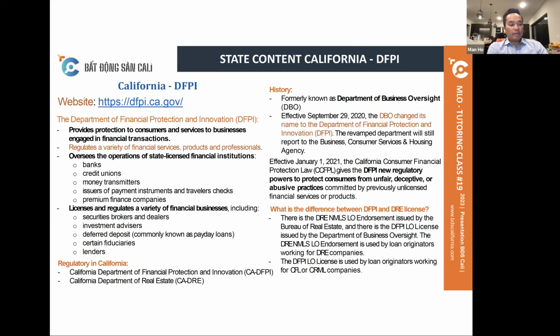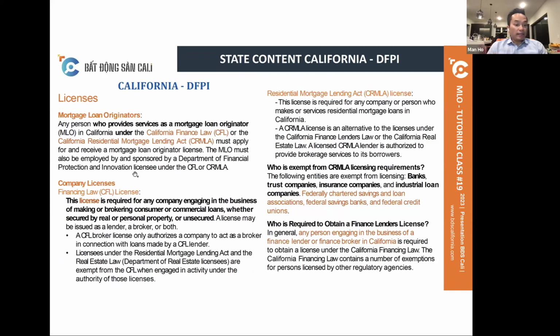The CRML stands for Certified Residential Mortgage Lender. And I think the CFL means Certified Financial Lender. Maybe I have the definition in the next few pages. Oh yes, I do. It's a financial law license.